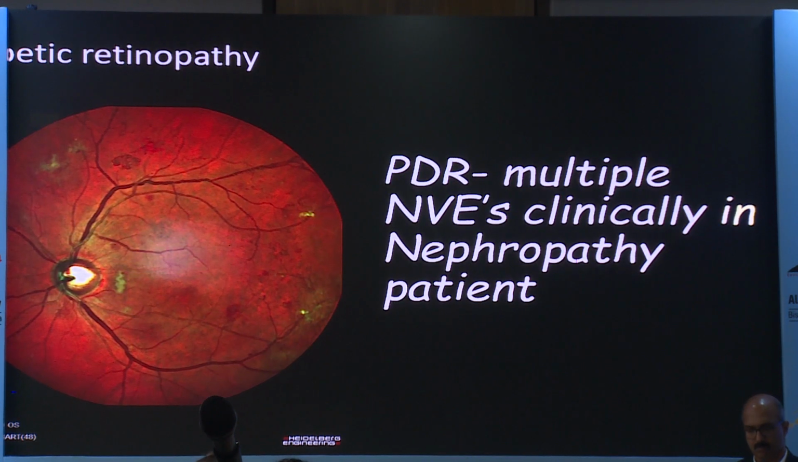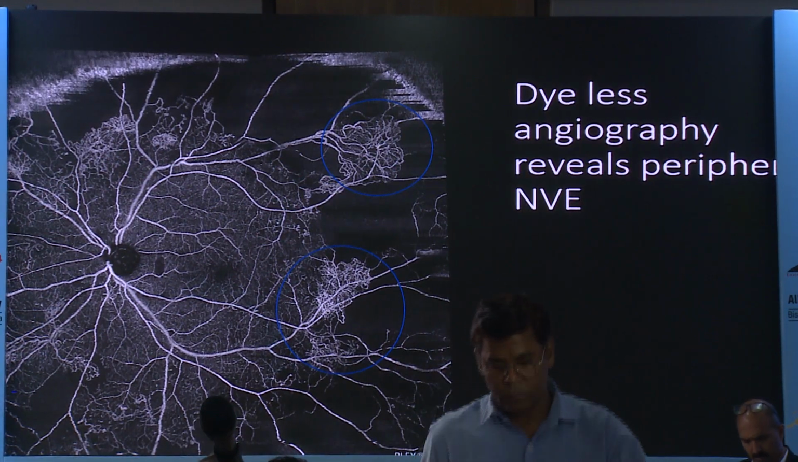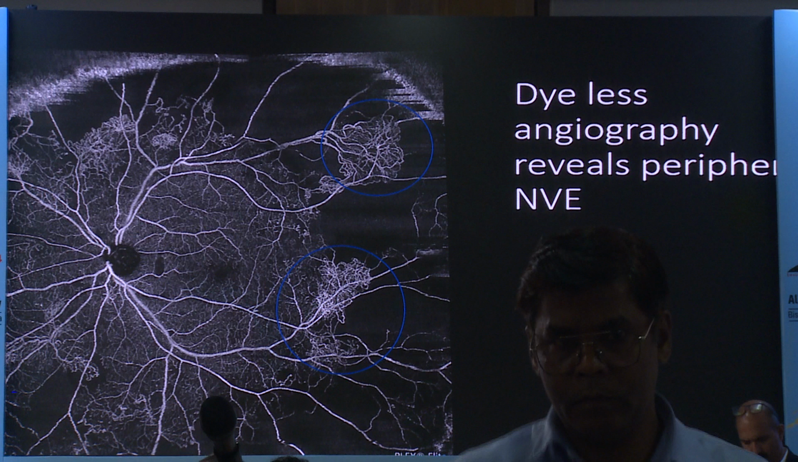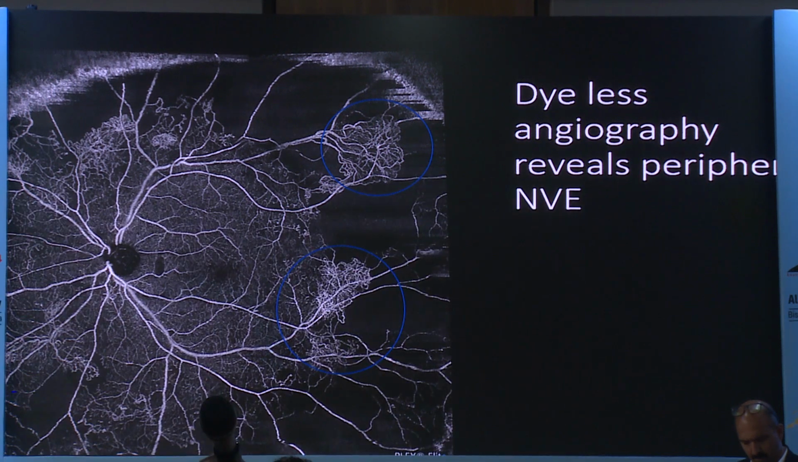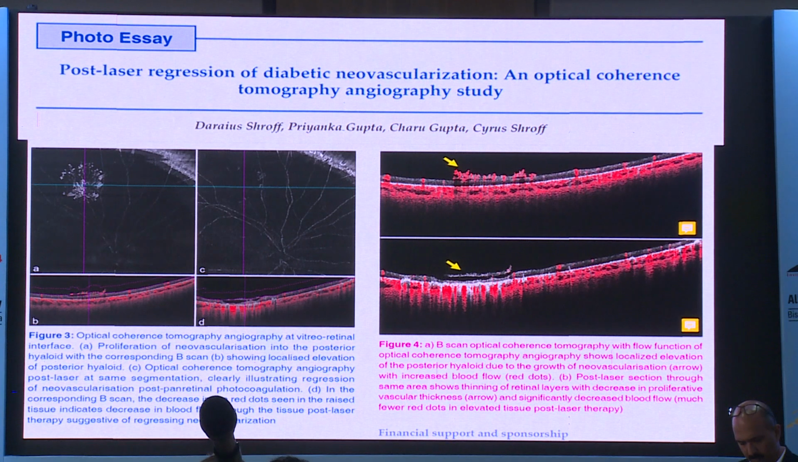So this is, of course, a nephropathy patient, PDR with multiple NVEs, and the patient was not allowed to undergo a fluorescein angiogram, and you can see beautifully without a dye. We can pick up the raised NVE and we can treat this patient based on this wide field OCTA only. Regression of the NVE also, so we can monitor, we don't have to keep on doing invasive angiography.